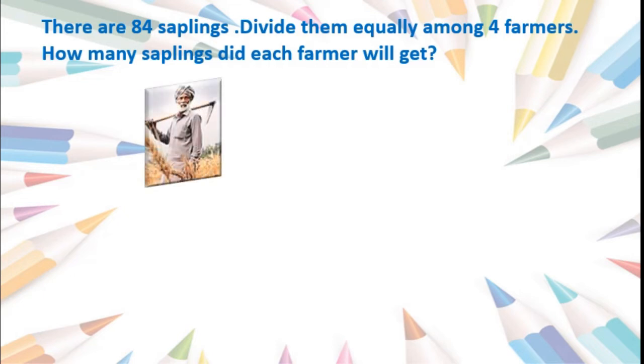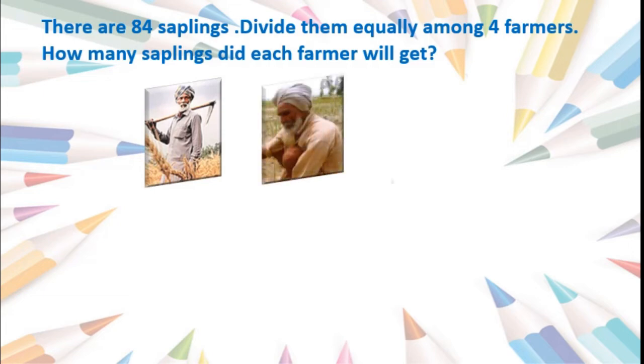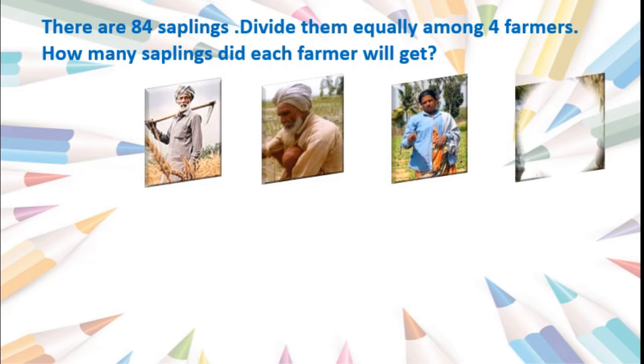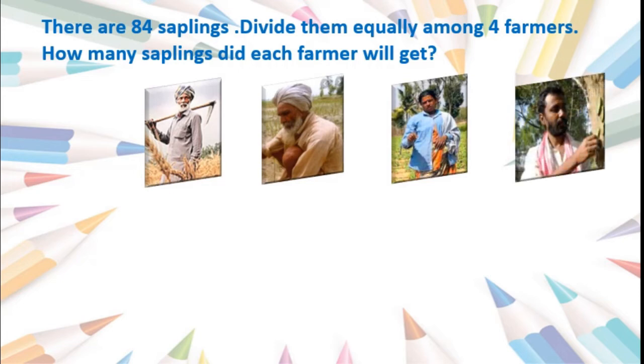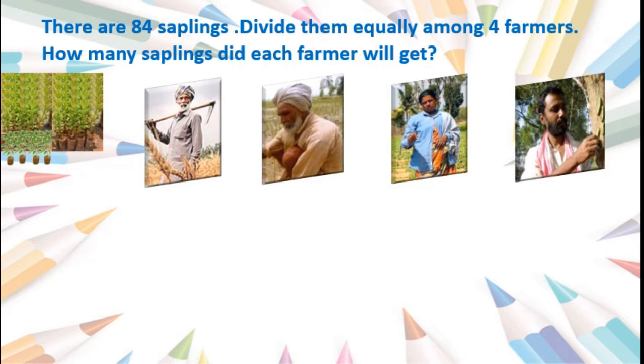First we will see the 4 farmers' pictures. First farmer, second farmer, third farmer and fourth farmer. How many saplings do they have? 84 saplings they have. We have to divide these 84 saplings among 4 farmers. Yes, we will see this because the farmers are deciding how to divide these 84 saplings among them.